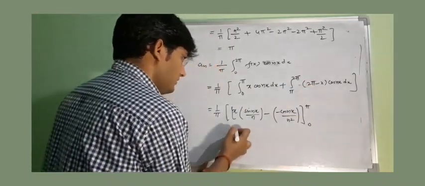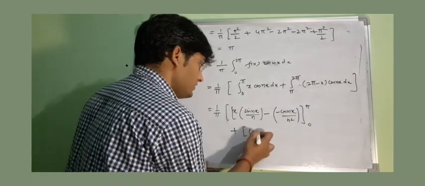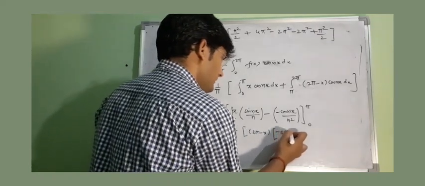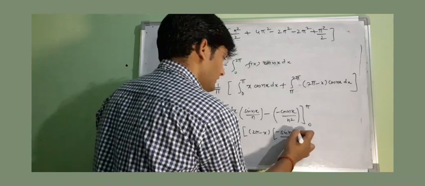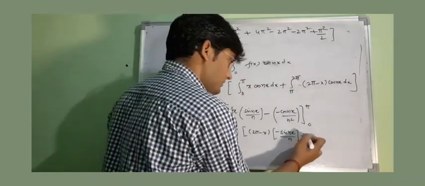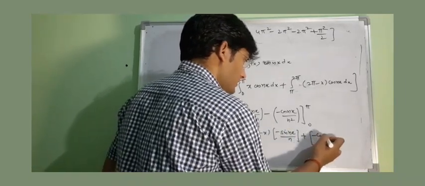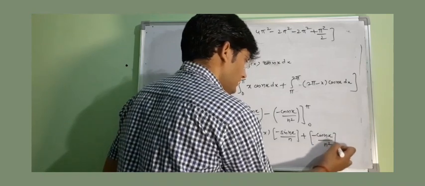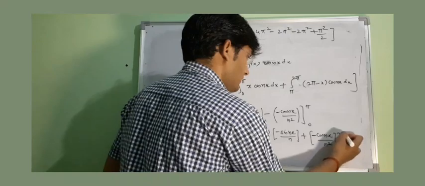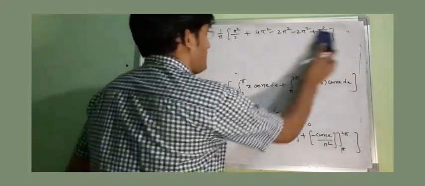Again here, the integration of cos nx will be sin nx upon n, with 2 pi minus x, then the minus sign, and the differentiation of this one will be minus 1, so this is plus. Again the integration of sin nx will be minus cos nx upon n square, and the limits from pi to 2 pi. That's all.